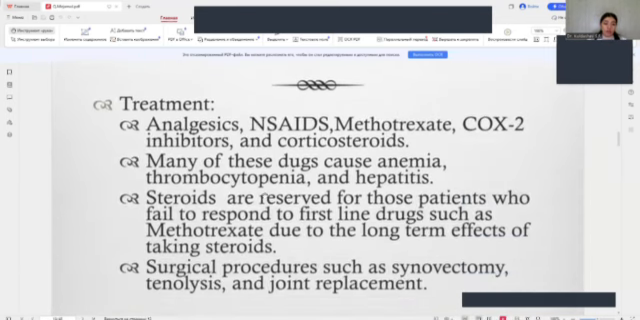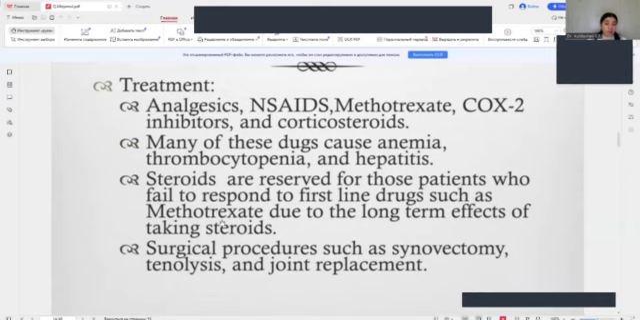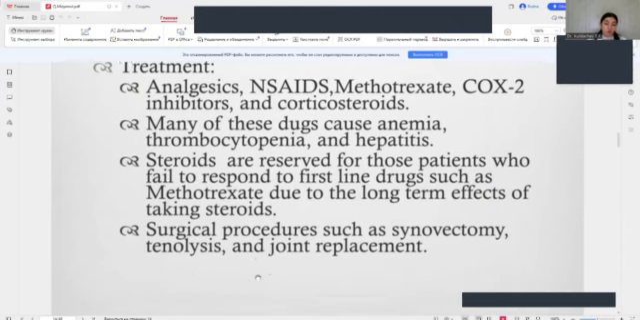So treatments include analgesics, non-steroidal anti-inflammatory drugs, and methotrexate. Many of these drugs cause anemia, thrombocytopenia, and hepatitis. Because of this, we should also check blood tests. Steroids are reserved for those patients who fail to respond to first-line drugs such as methotrexate, due to the long-term effects of taking steroids. Surgical procedures such as synovectomy, tenolysis, and joint replacements we can also use.